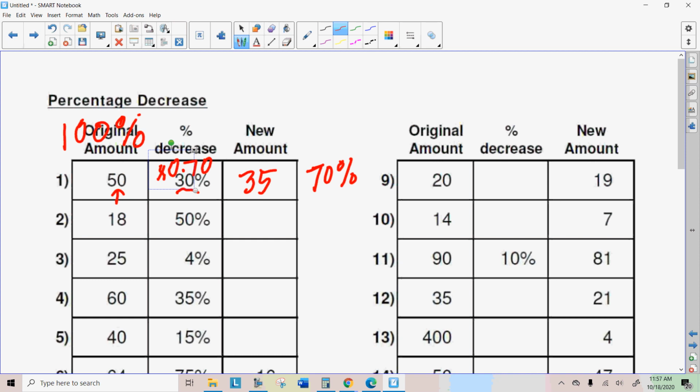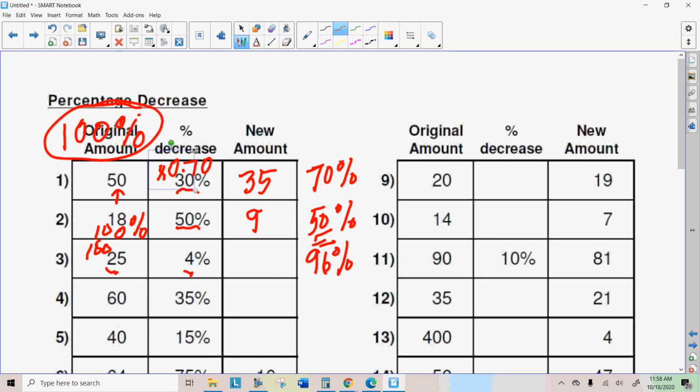Okay, so think about what percent you're left with here. If I take away 50% of my original 100%, that's going to leave me with 50%. So my answer should be 50% of the original, which is the same as a half, right? So half of 18 is 9. I'm going to take 4% away from my 25. Again, think of this as 100%, your original. You take away 4%. 100 minus 4 is 96%.